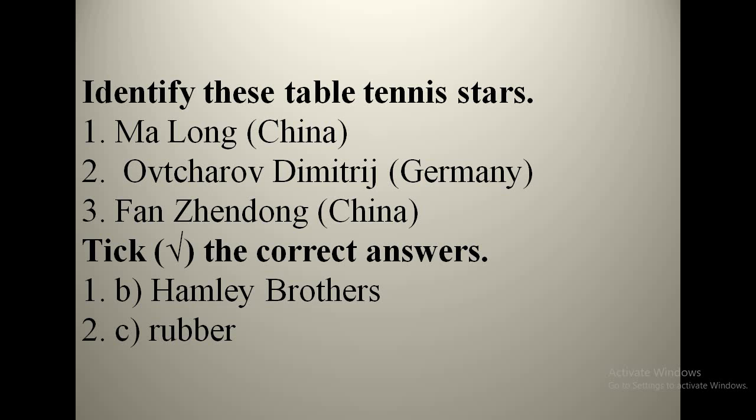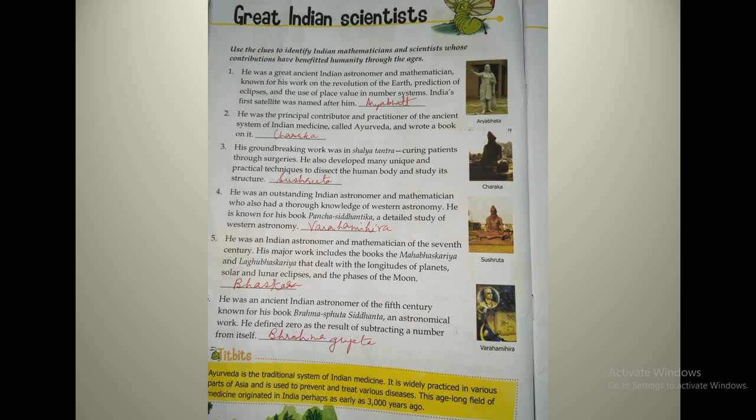Also very conveniently. Now the next lesson is Great Indian Scientist. Here we are going to discuss the Great Indian Scientists. The description is given and you have to name the scientist, right? The very first one is, he was a great ancient Indian astronomer and mathematician known for his work on the revolution of Earth, prediction of eclipses, and the use of place value in number systems. India's first satellite was named after him.